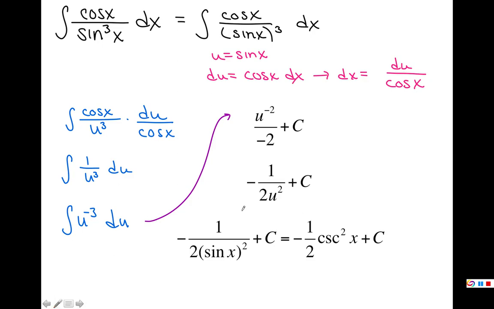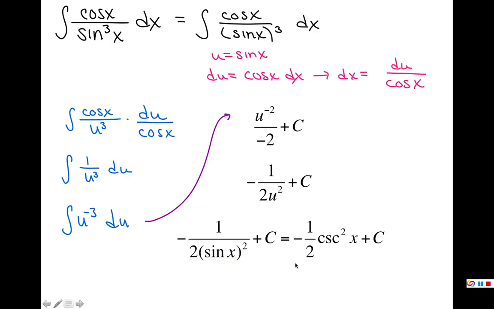And you can leave your answer like this. This is great. This answer is perfect. I would probably leave my answer like that. But if you want, you could write that as negative 1/2 cosecant squared x. That's the exact same thing because cosecant and sine are reciprocals.